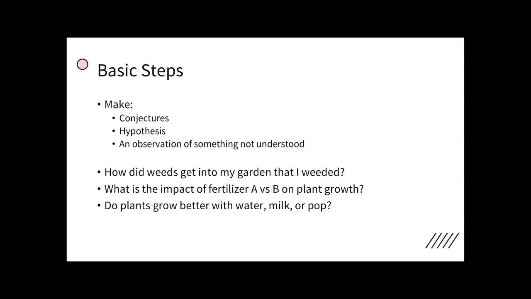Your basic steps are you're going to start with making a conjecture, kind of like making a hypothesis or an observation of something that's not understood. I weeded my garden. 2 days later, there are weeds. How did the weeds get there? An observation that you didn't understand. What is the impact of fertilizer A versus fertilizer B? If you're in a greenhouse, is one fertilizer going to be more cost effective for you? If you're doing a high school science fair, sometimes I've seen these ones. Do plants grow better with water, milk, or pop?